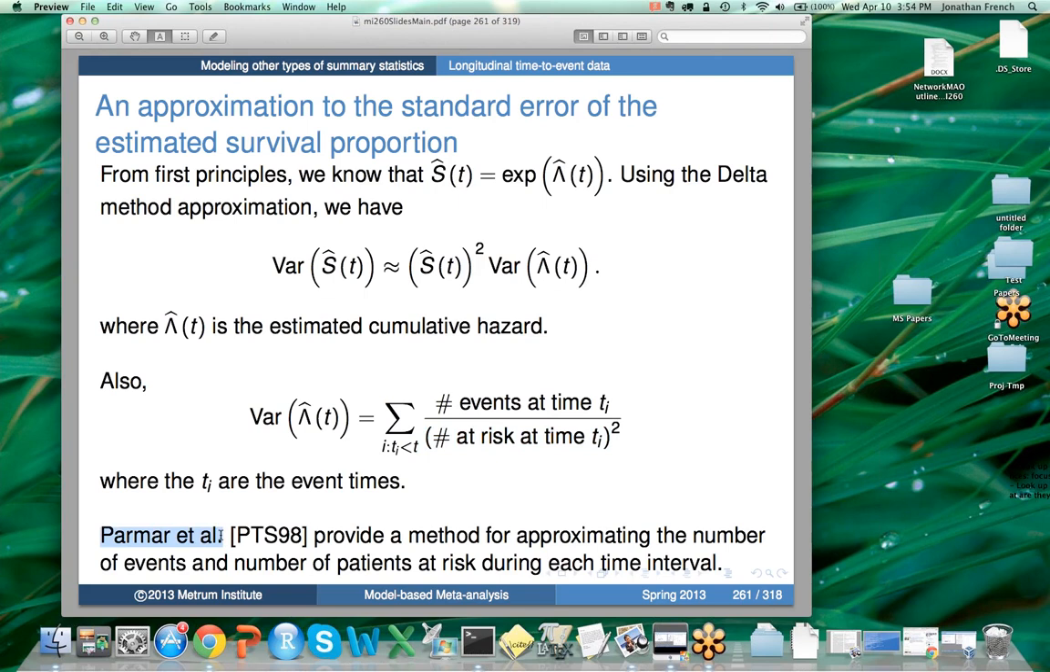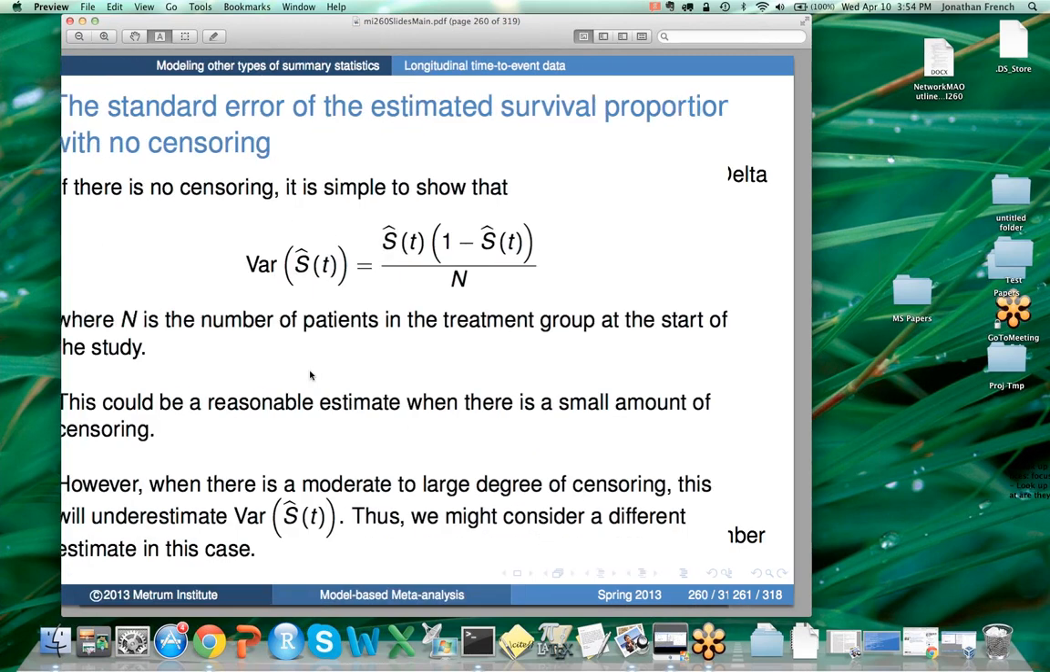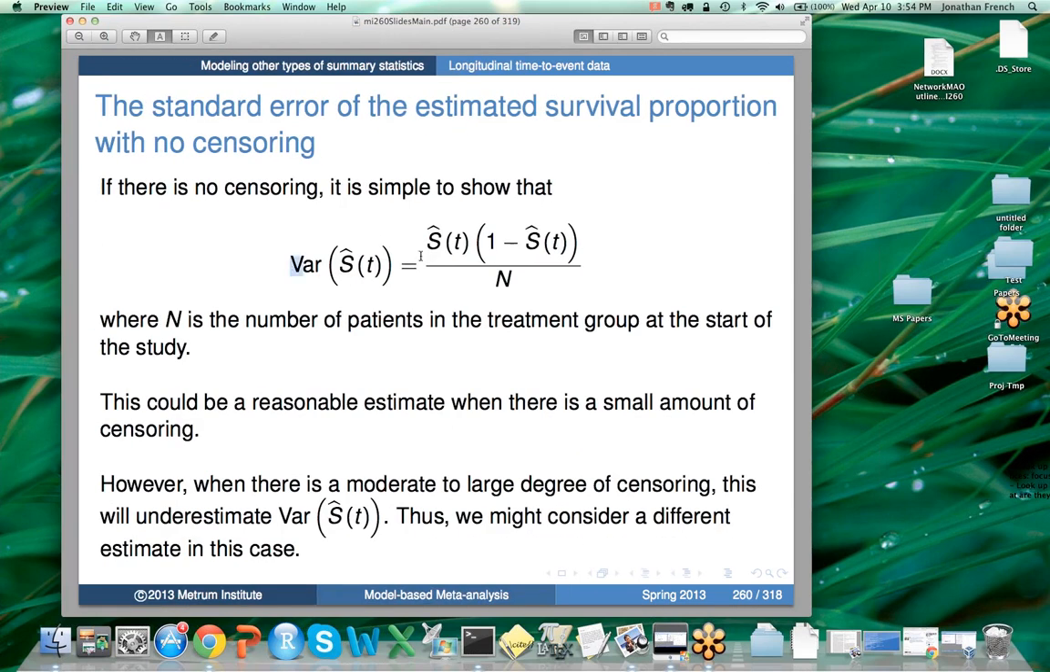So again, we have some information about censoring through that, but without that information, we have to make some pretty important assumptions. In the paper by Guyot and colleagues, what they recommend is just using this approach, essentially ignoring censoring altogether.